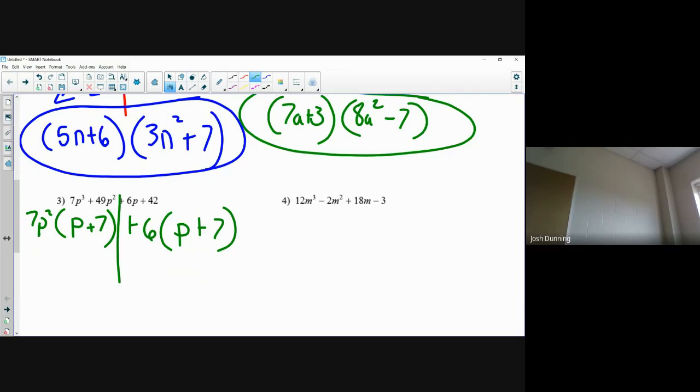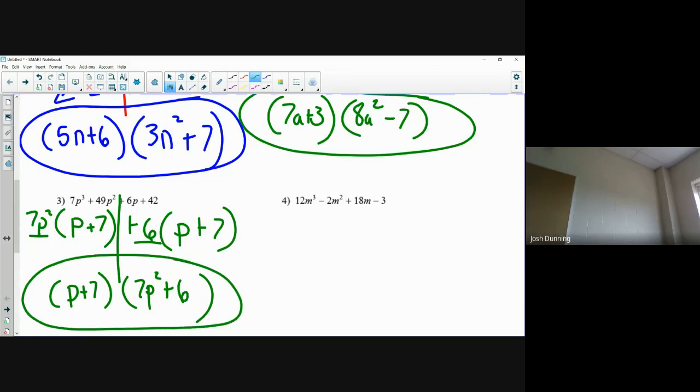Now, the p plus 7s, pull that out. Only write it once. The other one, what's left over? Done.